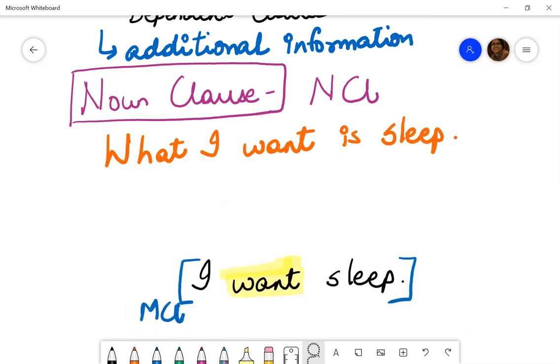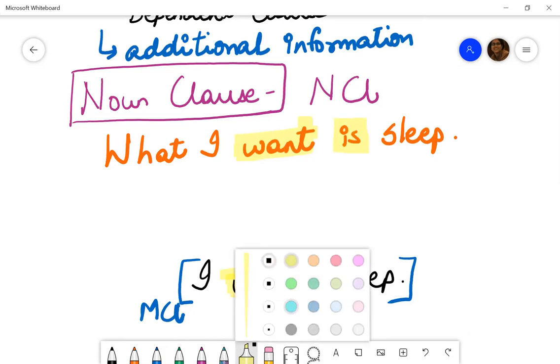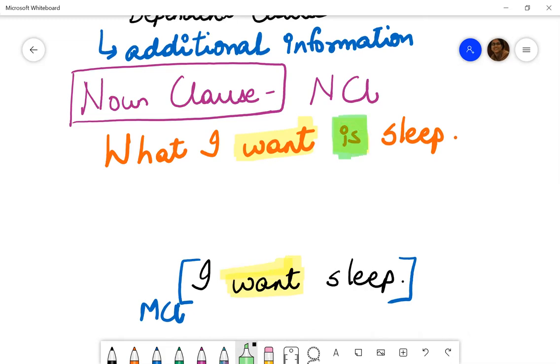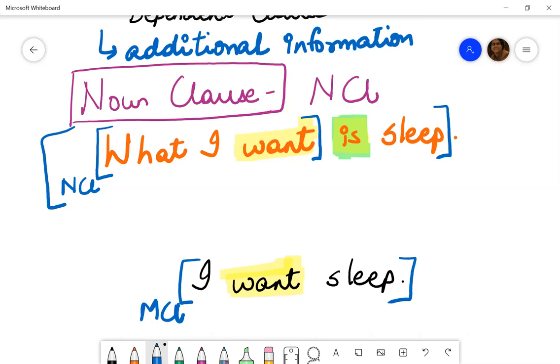But the way I have written it is, what I want is sleep. Now, how many verbs are here? You have one verb, which is want, and then you have another verb, which is. Which one is the verb that is the main idea? You will see that it is the second. What I want is sleep. If I ask the question, this is telling me what is sleep, or who is sleep, or whom is sleep. So in this case, it is answering the question, what is it that you want? And so this is a noun clause. And this entire sentence is a main clause. This is how you will write it.